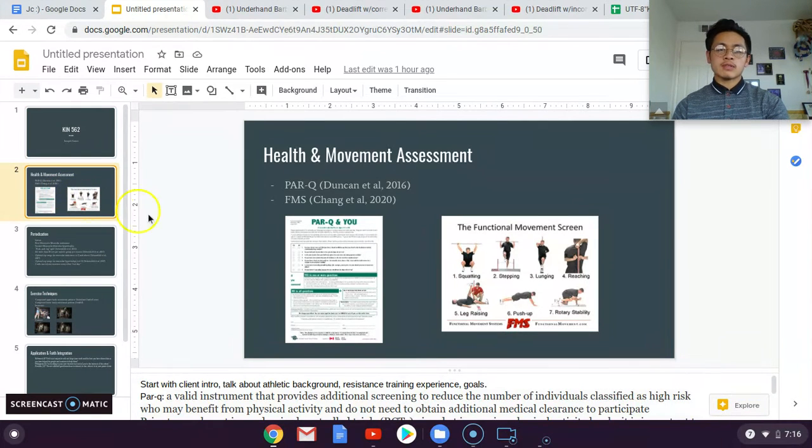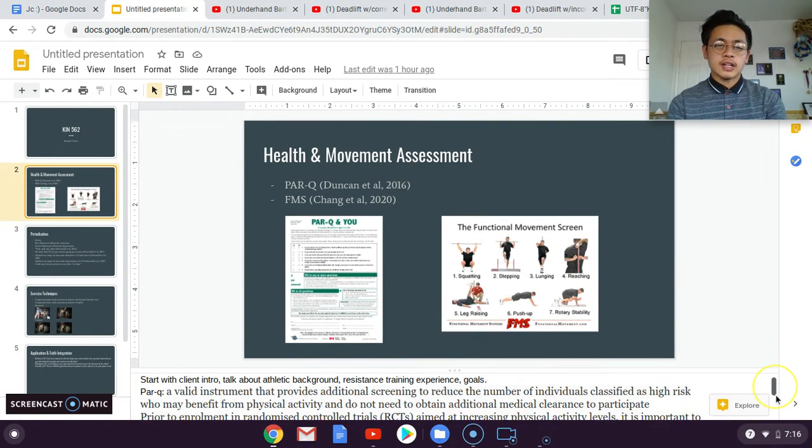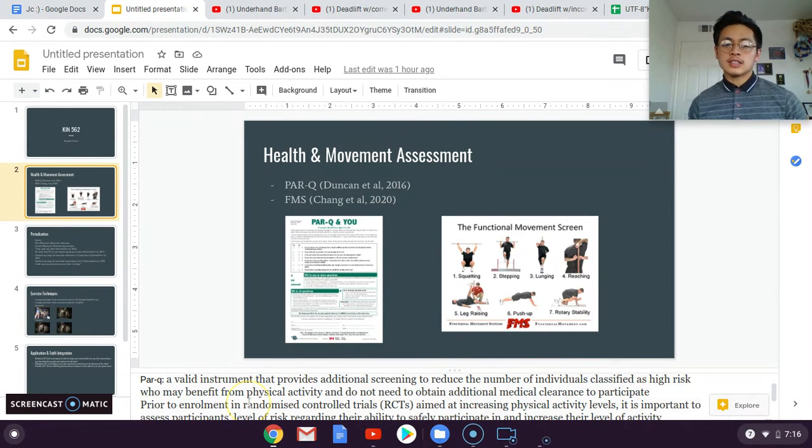So for this first slide, we're going to talk about the health and movement assessment that I chose to incorporate in my program. Both are fairly commonly used in any kind of fitness-related study. So as a PAR-Q, for my first one, according to Duncan and colleagues, PAR-Q is a valid instrument that provides additional screening to reduce the number of individuals classified as high risk who may benefit from physical activity and need to obtain additional medical clearance to participate.